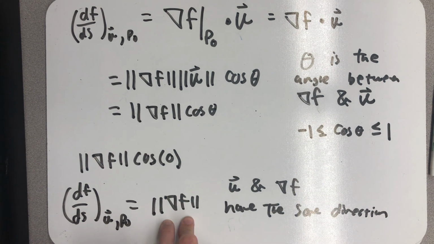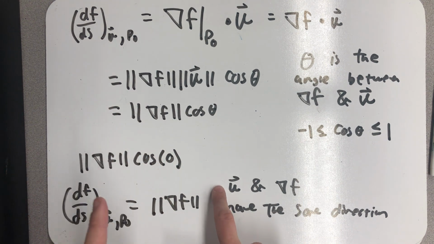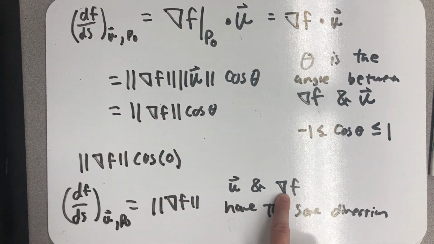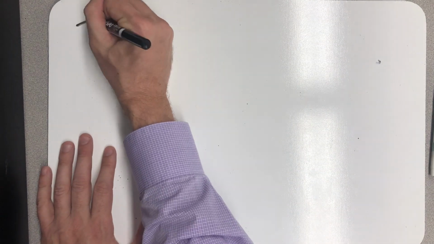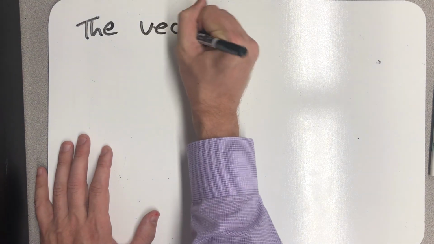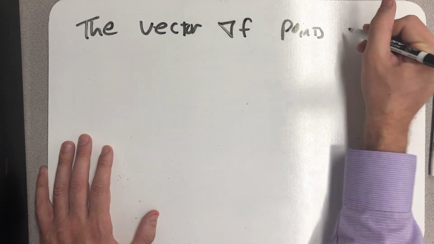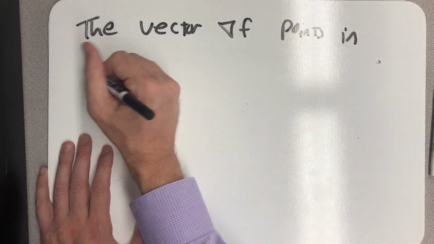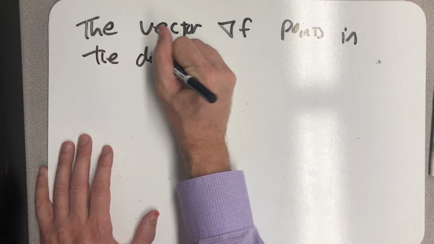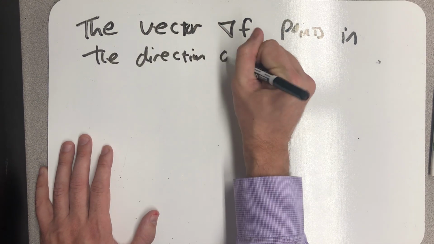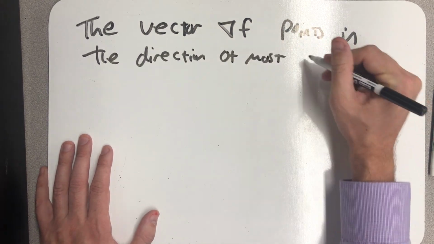So the magnitude of del f is the largest my directional derivative can ever be. And that happens precisely when I'm pointing in the direction of del f, where u, my direction vector, points along the vector del f. This tells me a neat thing. The vector del f points in the direction of most rapid increase.